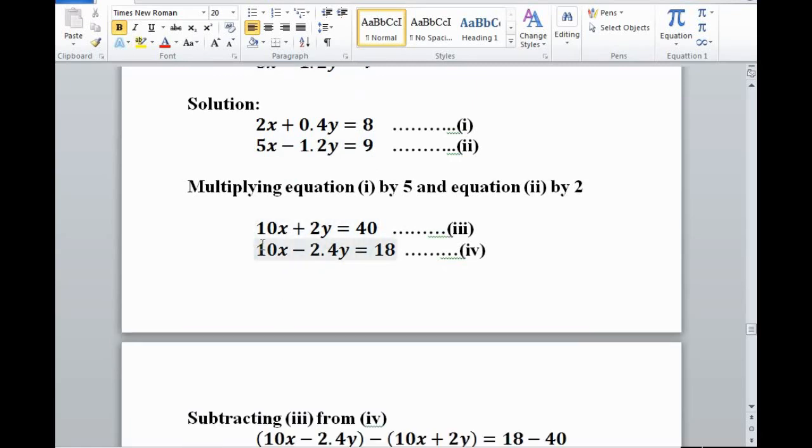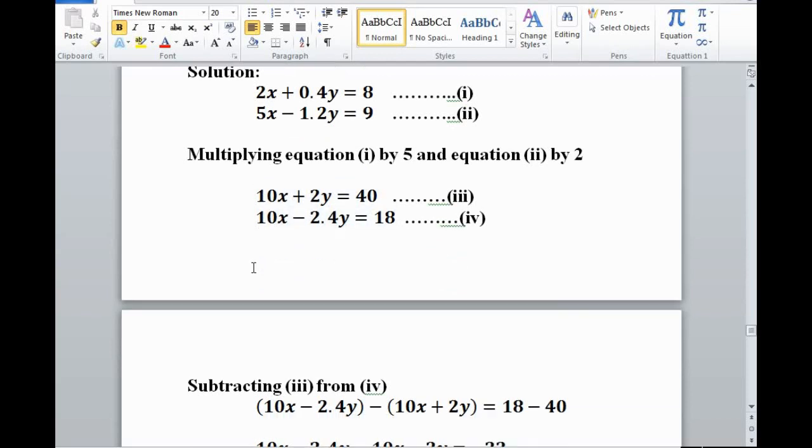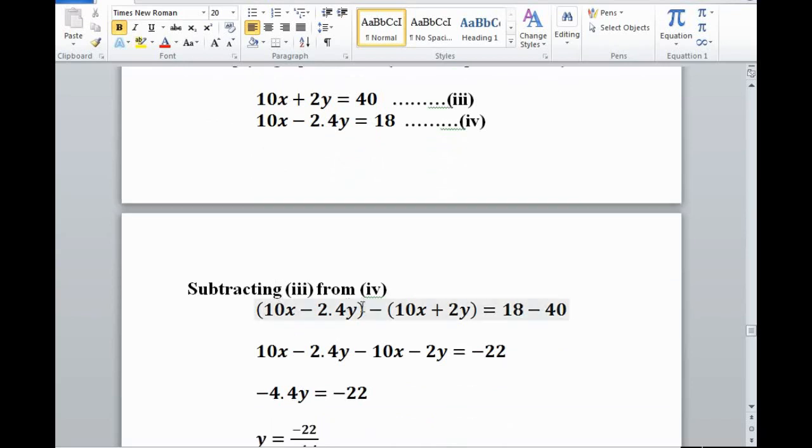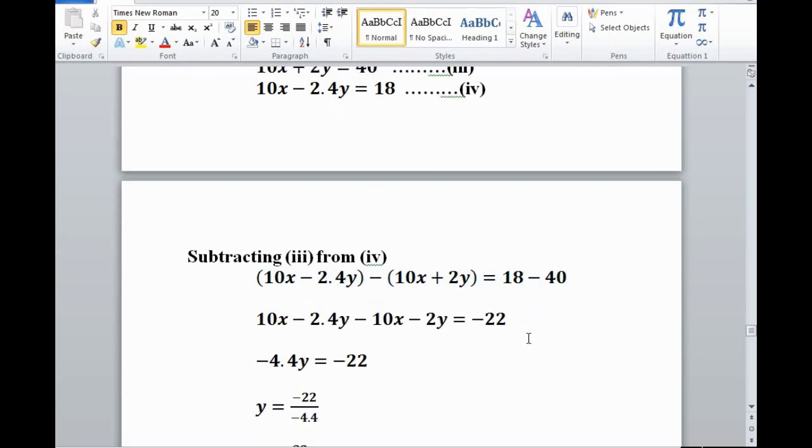Since both coefficients are positive, we can eliminate this variable x from equation 3 and 4 by subtracting equation 3 and 4. So I'm going to subtract equation 3 from 4. Since we are subtracting 3 from 4, first I'm going to write the left hand side of equation 4, which is 10x minus 2.4y, and negative signs because we are subtracting left hand side of equation 3, which is 10x plus 2y, equals right hand side of equation 4, 18, minus right hand side of equation 3, 40.